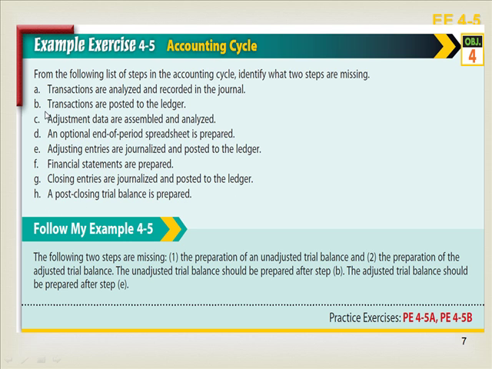Well, right here, step 3 should actually be the preparation of an unadjusted trial balance. The unadjusted trial balance should be prepared after step B, and an adjusted trial balance should be prepared after step E. So in this particular example, we're missing the unadjusted trial balance, and here we're missing the adjusted trial balance. Now, keep in mind the trial balances are just for you as the accountant, for you to prove debit credit equality. However, it's still part of the cycle and must go into the correct order.